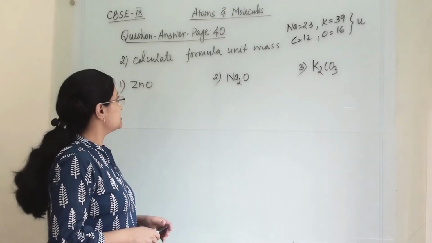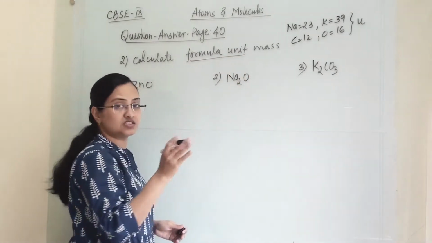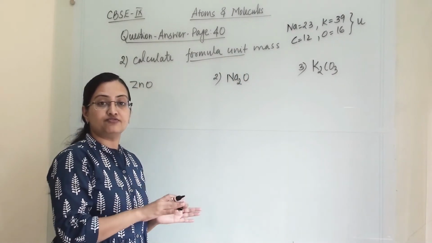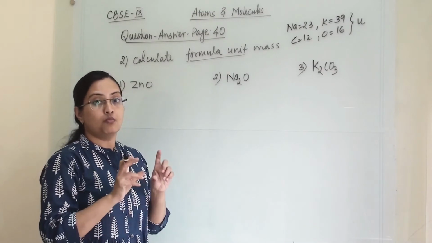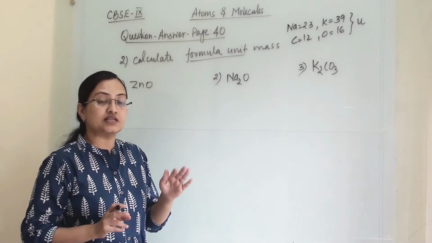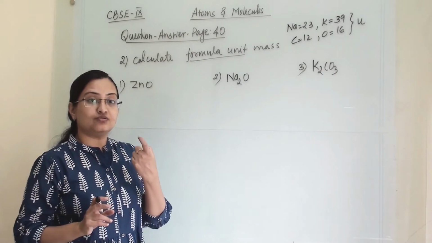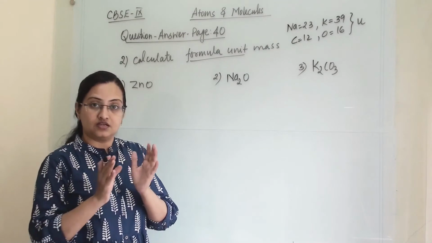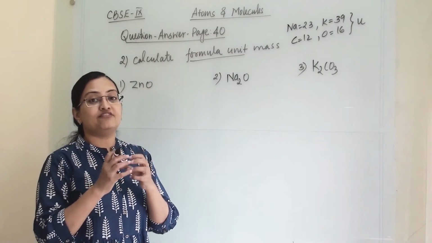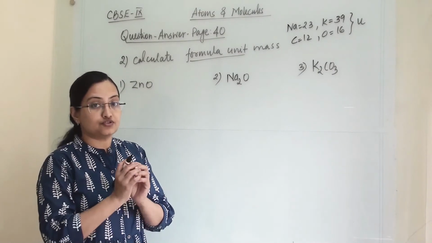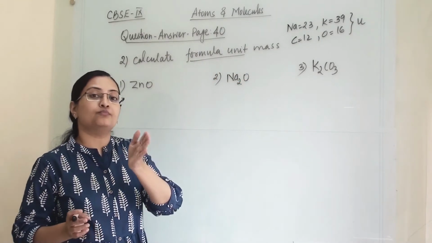Our next question is to calculate formula unit mass. Now what is a formula unit mass? It is just the same as how we found the molecular mass earlier, but formula unit mass we find for those compounds whose constituent particles are ions. For example, sodium chloride. Its constituent particles are ions, sodium ion and chloride ion. They came together and formed sodium chloride. So this is basically for those compounds formed from ions.